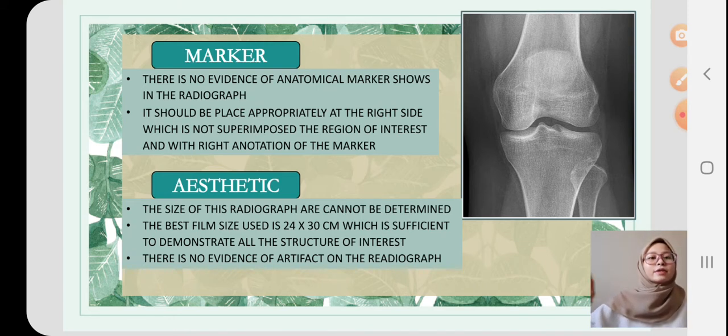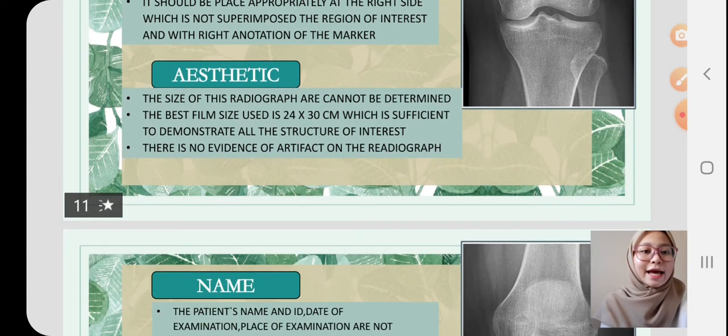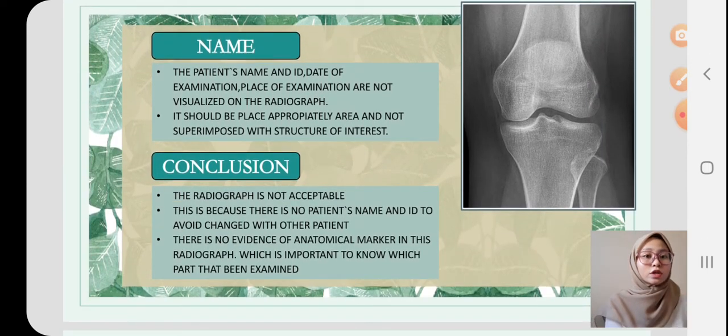As you can see, there is no evidence of an anatomical marker shown in the radiograph. It should be placed appropriately at the right side, not superimposed with the region of interest, and with the right annotations of the marker. Aesthetic: the size of the radiograph cannot be determined since it was from the internet, and the best film size is 24 x 30 cm, which is sufficient to demonstrate all the structures of interest, and there is no evidence of artifact on the radiograph. Lastly, name and the conclusion for this radiograph.